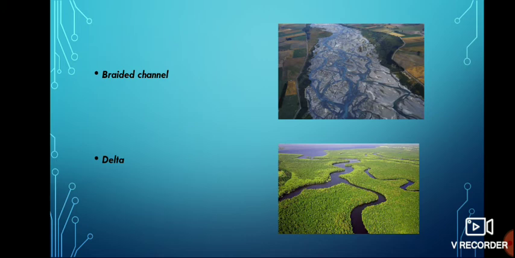And the last is the delta. The majority of rivers finally flow into a lake or the sea. When a river does not find a slope, its water becomes almost stagnant. And in the standing water where a river deposits its sediment, a feature called the delta is formed. A delta is marked by diverted channels called distributaries.